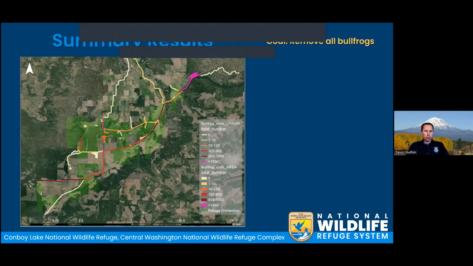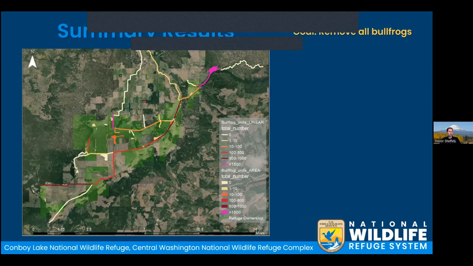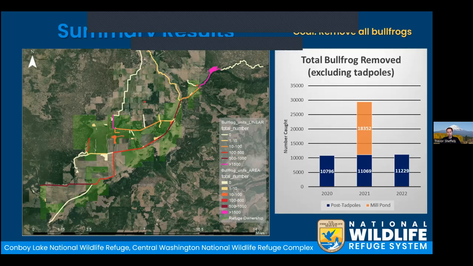To look at it visually, this is an example from 2020, getting into some summary results here. I know you probably won't be able to read that full legend. That's okay. You can just see different colors representing different relative densities of bullfrogs removed and how we split up linear segments of the channels to look at as much spatial detail as we can. And then on the right, here's a summary, just the first 3 years, total numbers, except for tadpoles, of how many frogs we've removed.